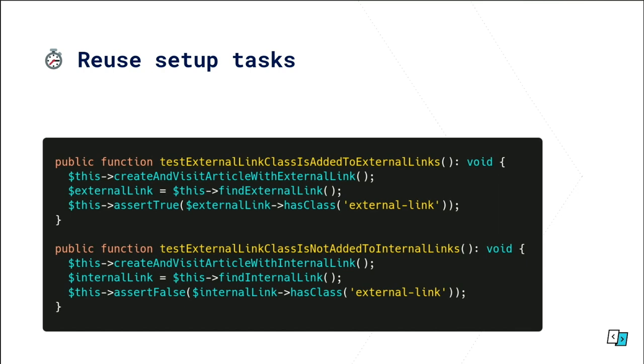So then another thing you can do is reuse the setup task. Traditionally, or in some test frameworks, there's a convention to have one assertion per test case. That might look like: test that the external link class is added to the external links, and then we create our node, we do one assertion, and then the test is done.